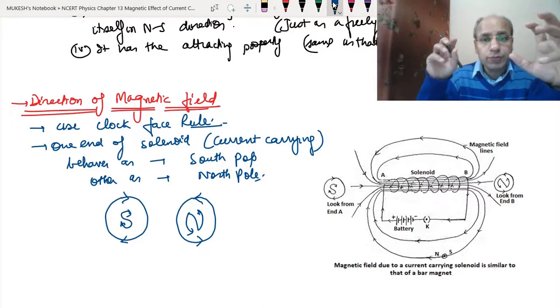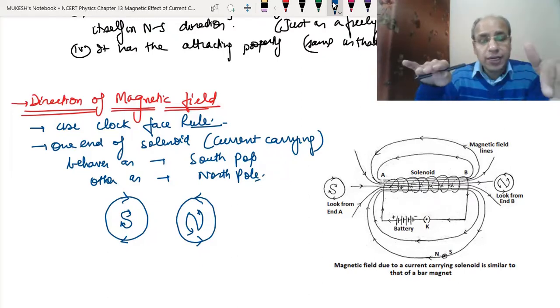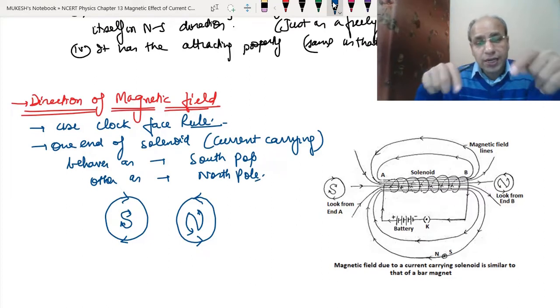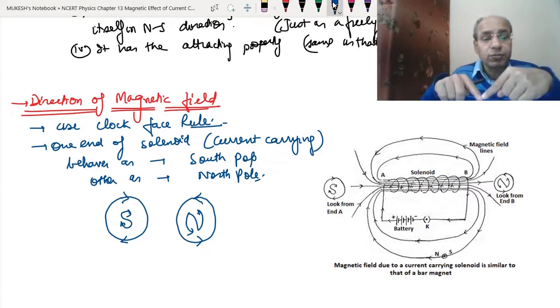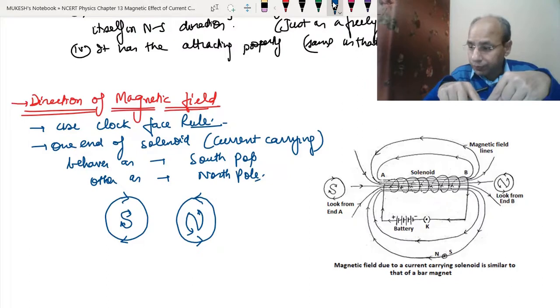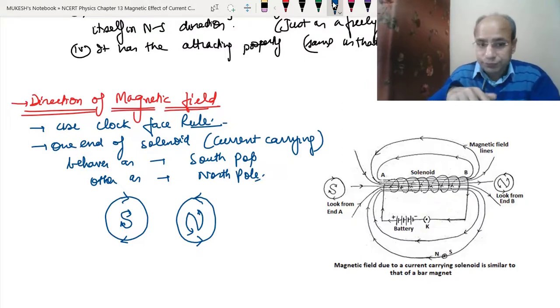And as we come to know which is the south pole and which is the north pole, then we can find the direction of the magnetic field from north to the south pole. So inside the solenoid, it will be from south to north pole, and outside the solenoid, it will be from the north to south pole. Okay, just like the bar magnet.